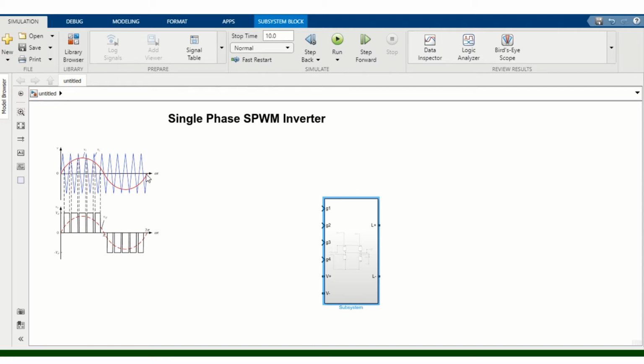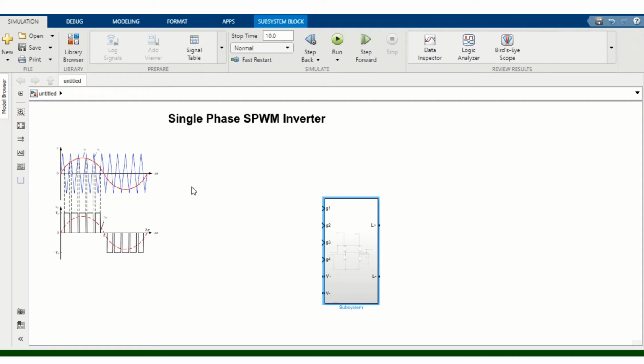Now how it is done? A sine wave is compared with the carrier wave, which is a triangular wave, and whenever the sine wave has an output greater than the triangular wave, a pulse is generated, and these pulses are applied as an input to the gate of the MOSFETs. So for the positive half cycle as well as for the negative half cycle, that is how the inverter is used.